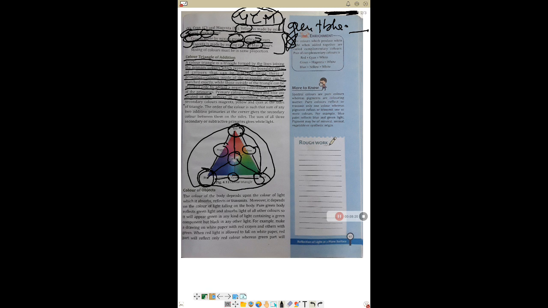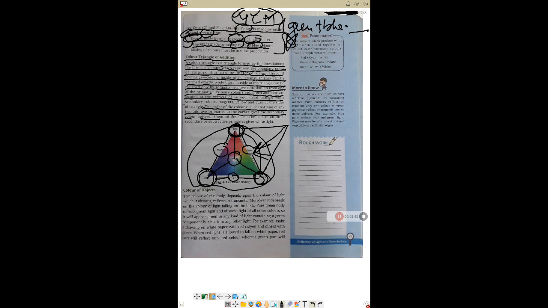So the order of the colors is such that the sum of any two additive primaries at the corner gives the secondary color between them, isn't it? If you mix this corner and this corner, what do you get in the middle? Secondary color. So two primary colors are mixed to get the secondary color. So this is what we call the color triangle.